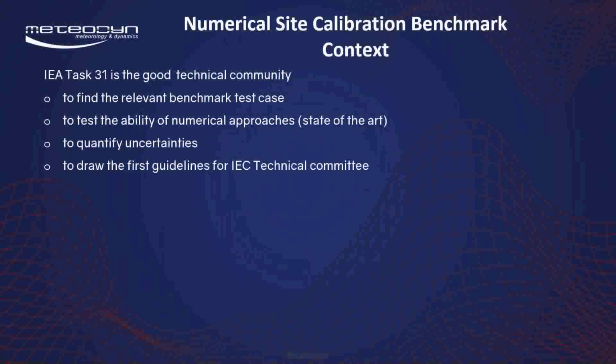The International Energy Agency Task 31 is a good technical community for that, in order to find a benchmark test case, and in order to test the ability of numerical approach, because numerical approach is not up to the state of the art for this application. So we need to know the uncertainties, and the community is a good place to define the first guidelines for this IEC technical committee.